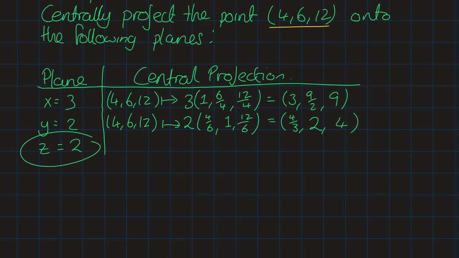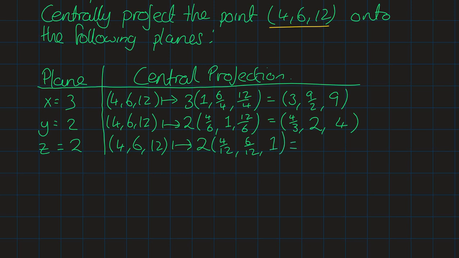And finally the z equals 2 plane. So I use the different formula. 4, 6, 12 gets mapped to, d is 2 in this case, and I do the x coordinate divided by the z coordinate. So that's 4 divided by 12, the y coordinate divided by the z coordinate, and then 1. And if you work this out, this is 2/3, 1, 2.